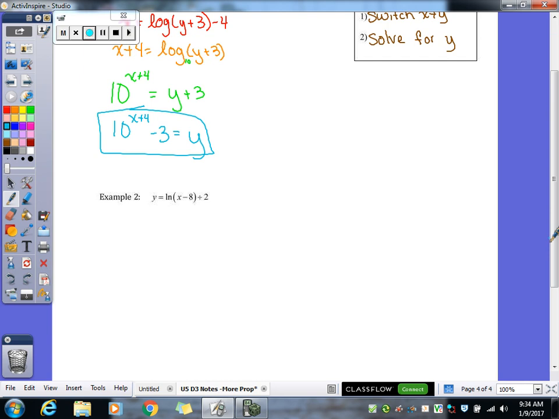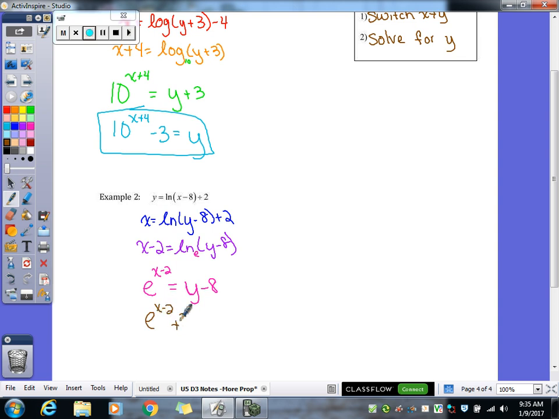So let's take a look at our next one. Finding inverse still. So I'm going to switch my x and my y. And then I'm going to subtract my 2 over, so I get x minus 2 equals the ln of y minus 8. Again, these are attached because of the parentheses, so I can't do anything yet except take it out of ln form. If it's an ln, that means it's a base of e. So it's going to be e to the x minus 2 equals y minus 8. Add my 8 over, and there's my inverse form.